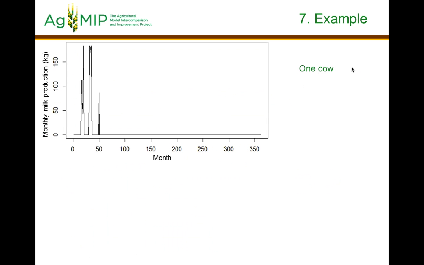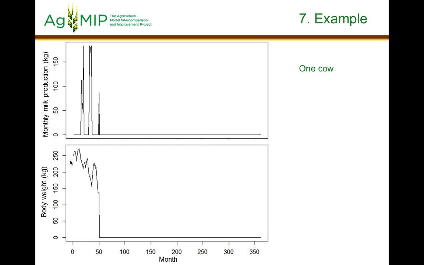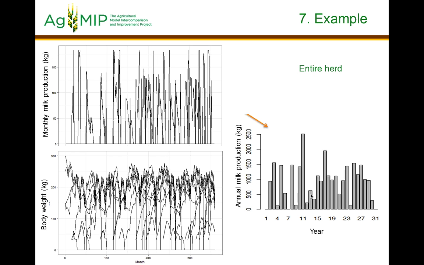Okay, well then we can have a look at the output. This is now, for example, the monthly milk production for a cow that was in our herd at the beginning of the simulation. You see that this particular cow went through 3 lactations, and after that it was replaced. Here you see the corresponding body weight of this one animal. And here you see the same results, but for all the animals in the herd. So it looks already a little bit more complicated.